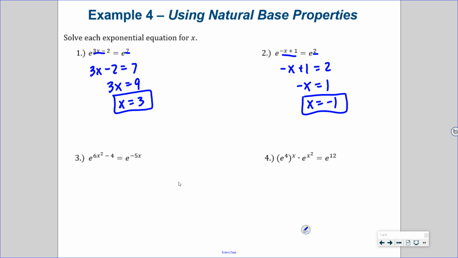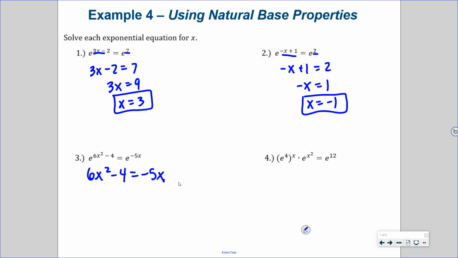All right. Number 3 is similar, where I have the natural base e on both sides. So I'm going to set the powers equal to each other. The only difference here is I have a quadratic equation that I'm going to have to solve. So I'm going to try and factor it. If it doesn't factor, I'll use the quadratic formula. But this one factors.